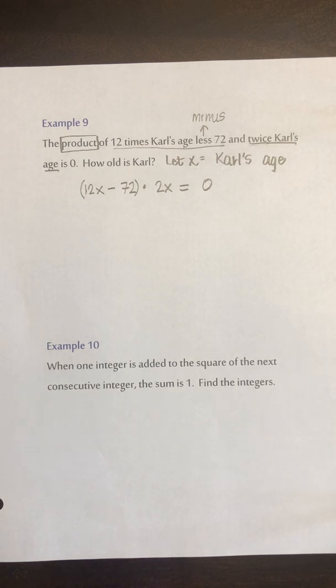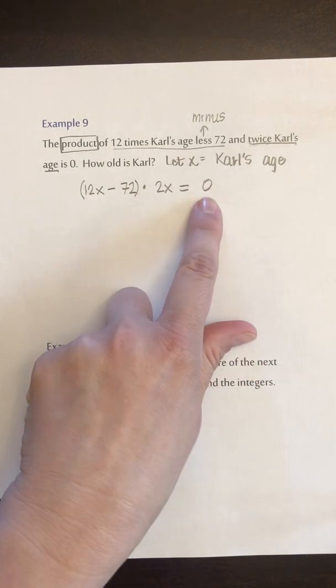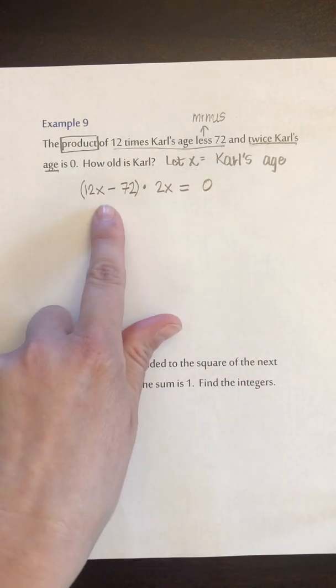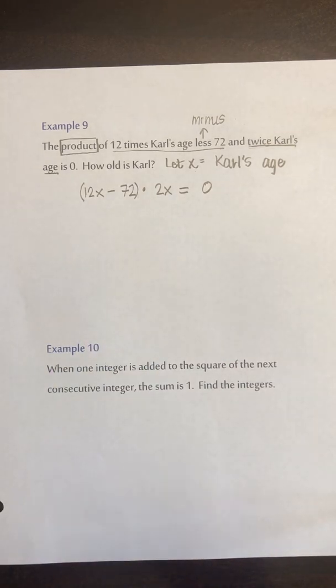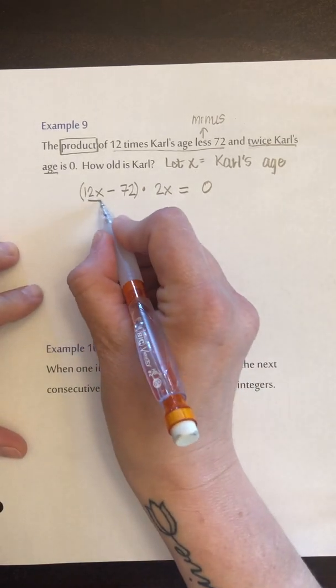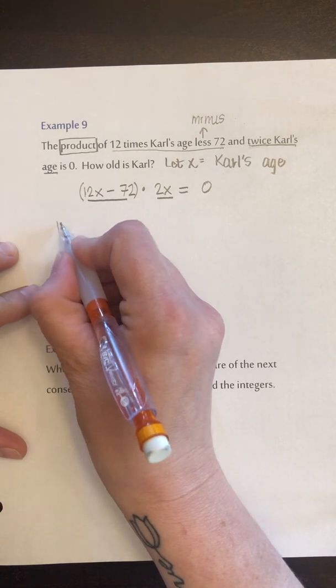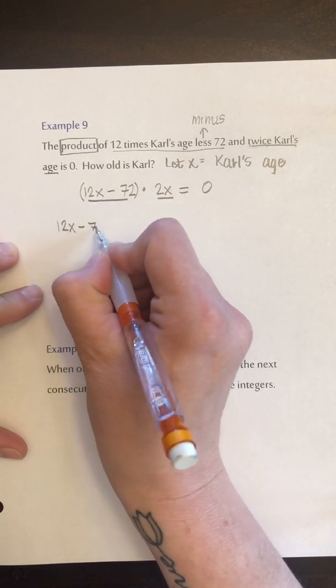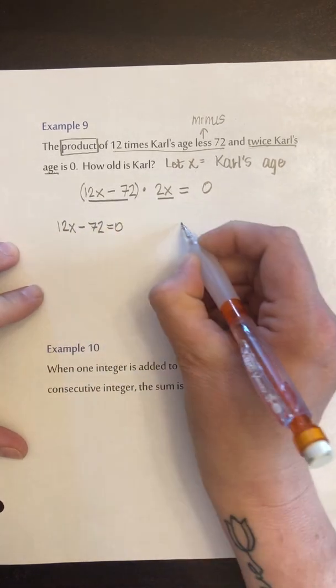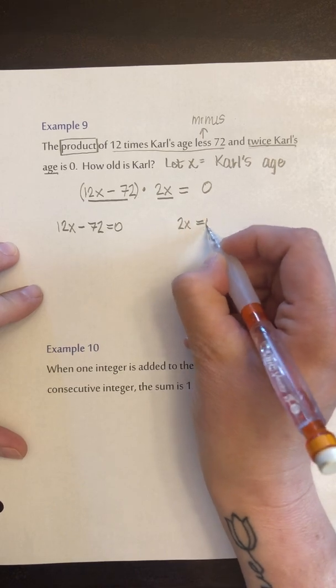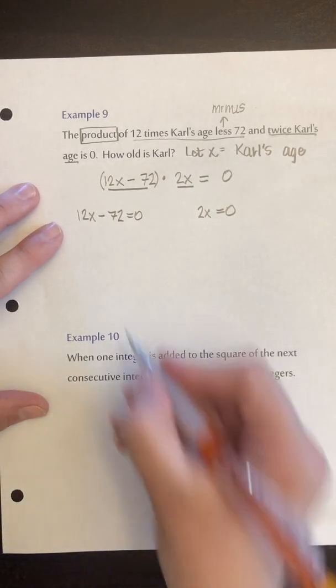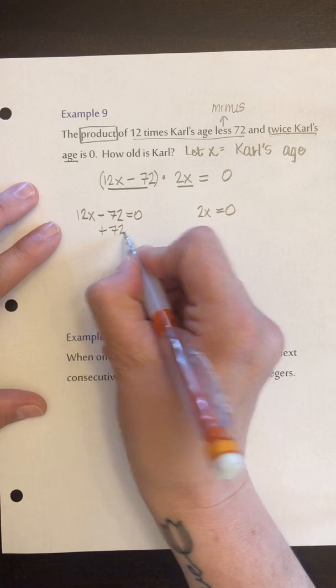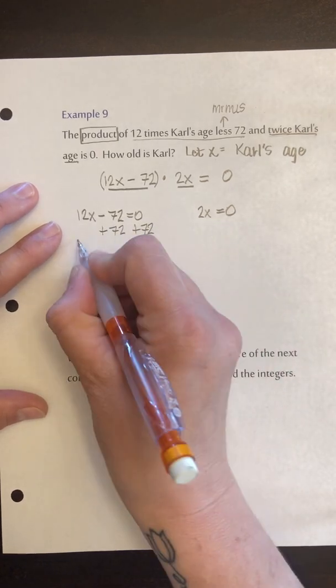So again, the thing I love about this problem is it's already set equal to 0, and it's already in factored form. We don't have to factor it any further. At this point, we're going to set each factor equal to 0. All right, let's start with factor number 1. What would we do? Well, we would add 72 to each side.